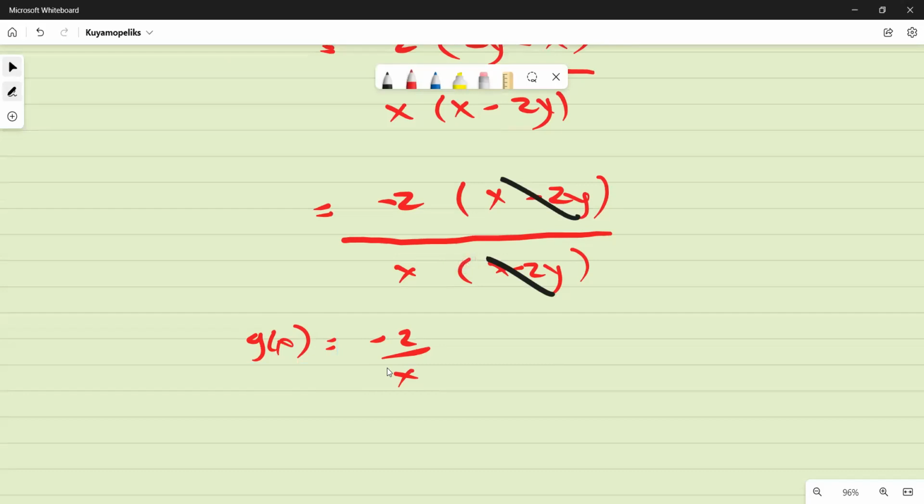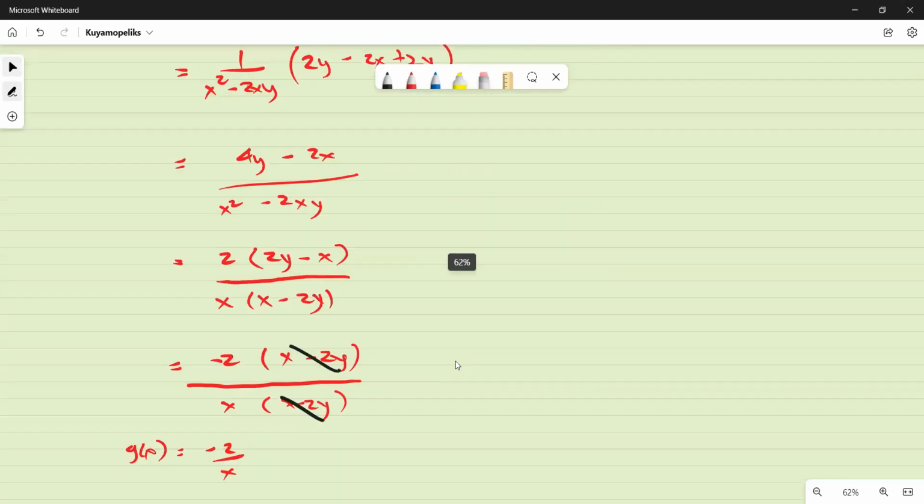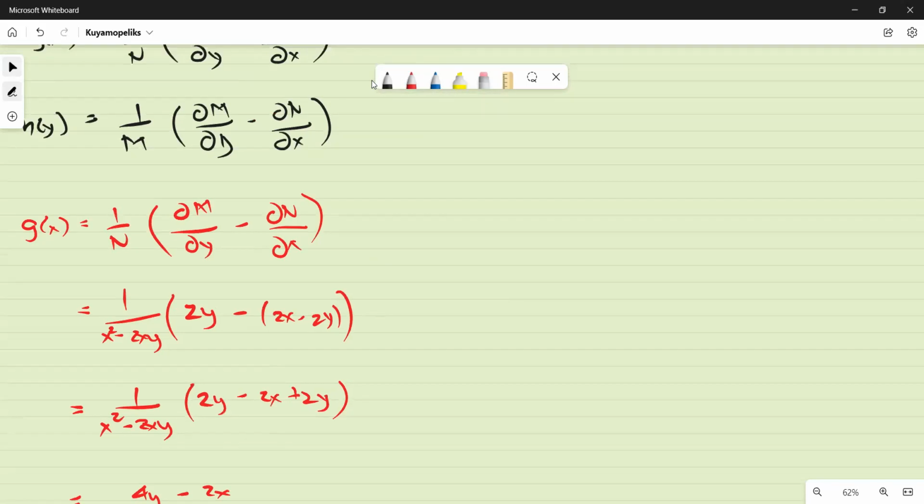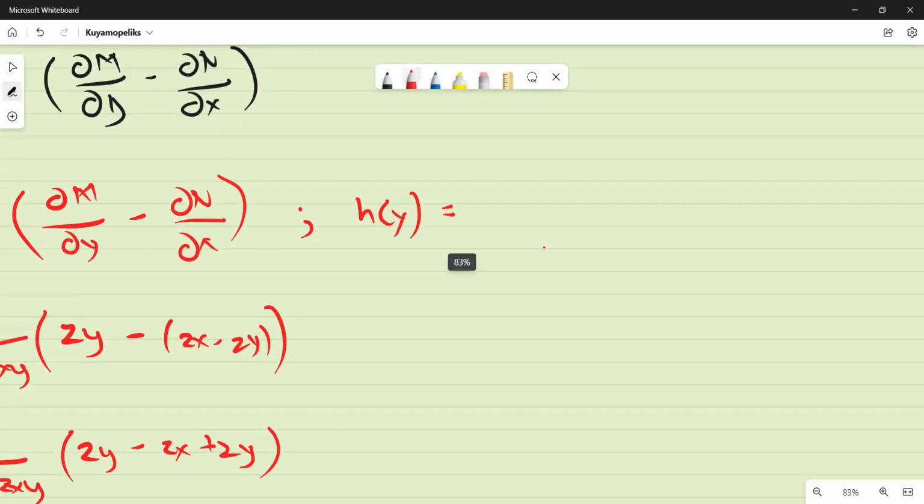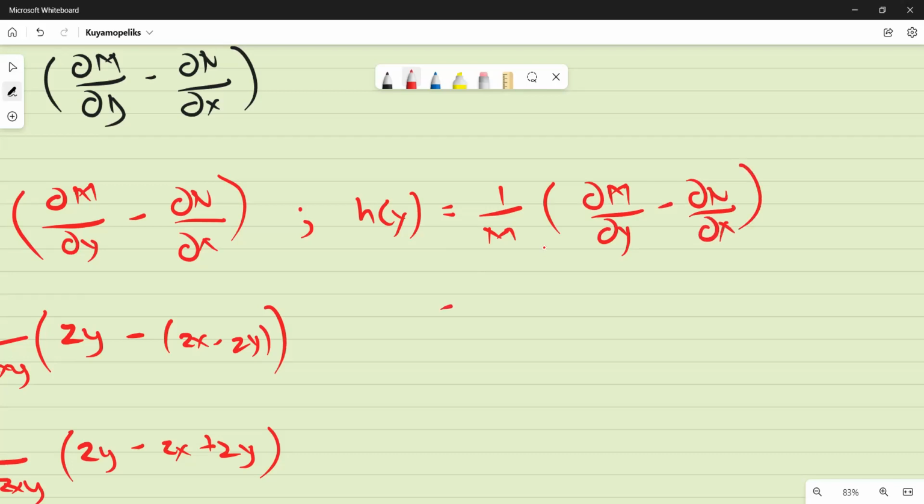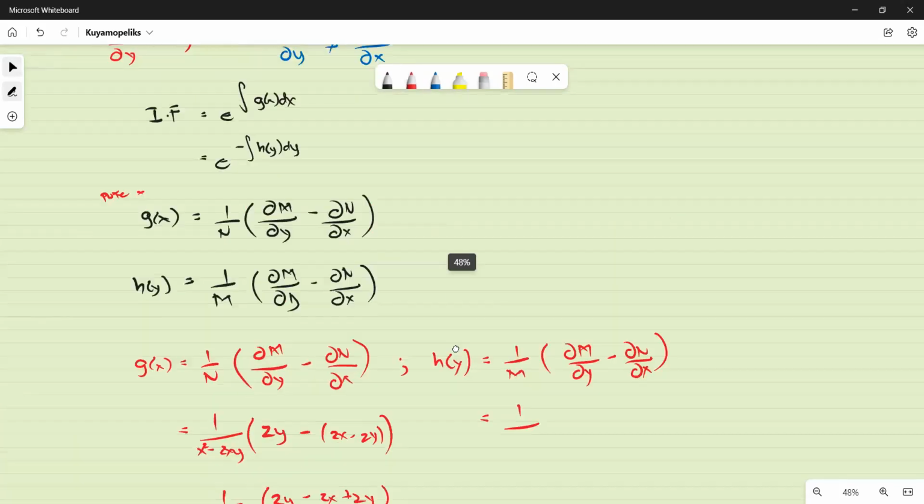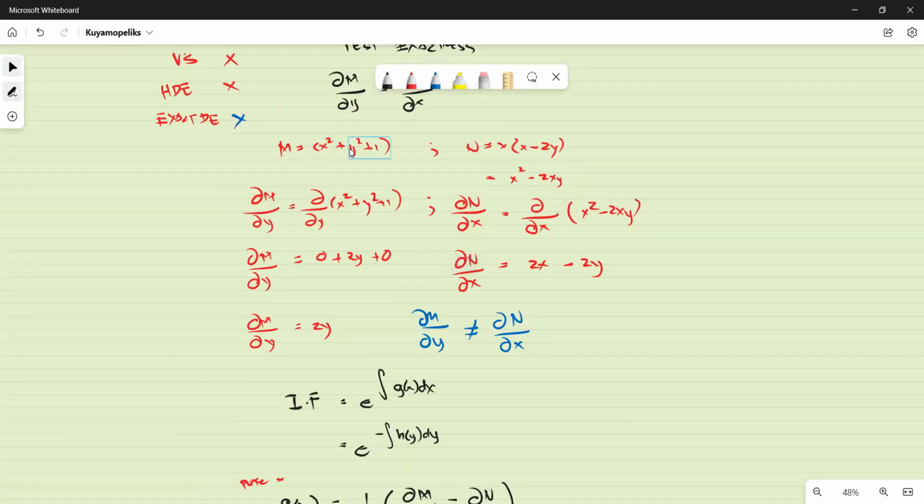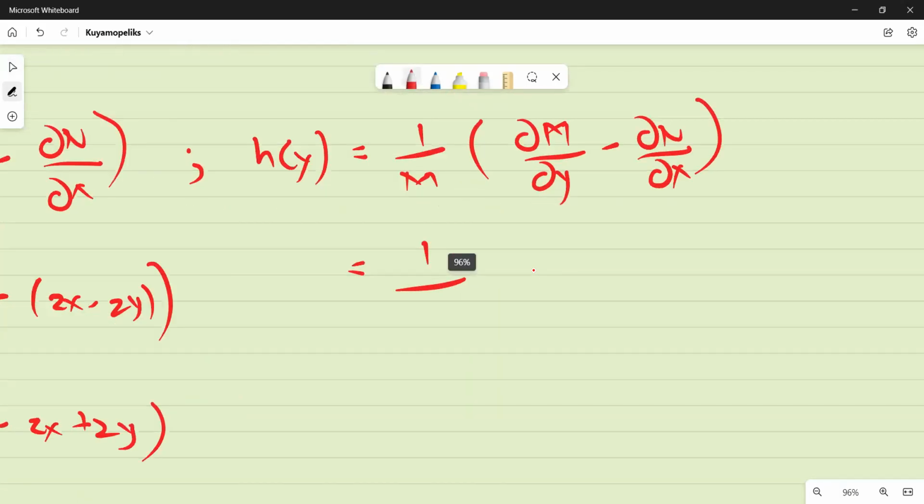So basically, we can use this because this is pure x only. But let's also check h of y to see if we can use it. Let's check. How do we get h of y? h of y is equal to 1 over M times the difference from our test for exactness earlier. Again, what is our value of M? That is x squared plus y squared plus 1, so that is x squared plus y squared plus 1 quantity.